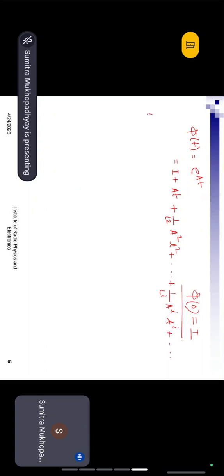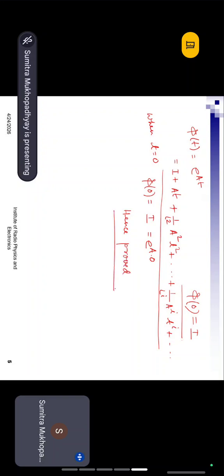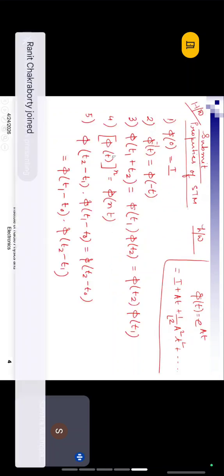Now when t equals 0, phi of 0 is equal to e to the power A into 0, which is the identity matrix. So in this way, you just need to consider this and make all the other proofs. These are very simple proofs, so I will not do them here, but you will be submitting them as an assignment. Now we will be doing one problem that is related to state variable analysis.